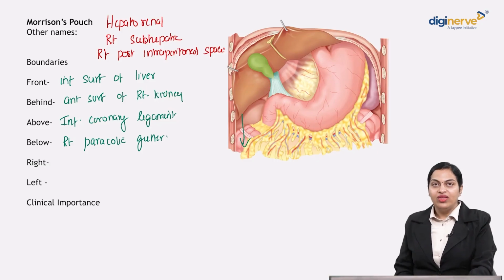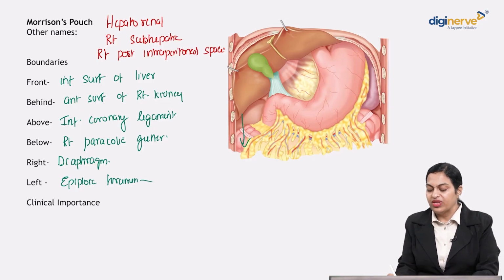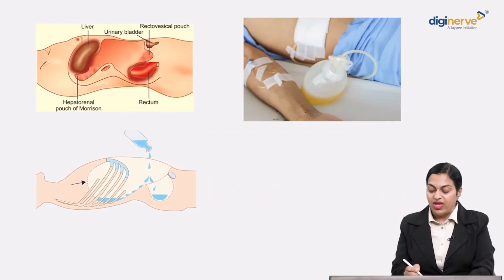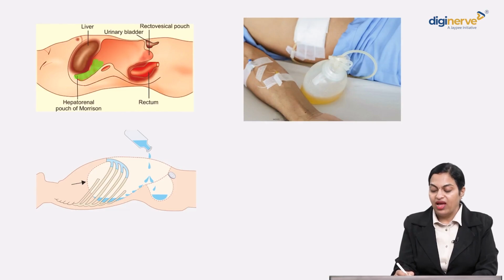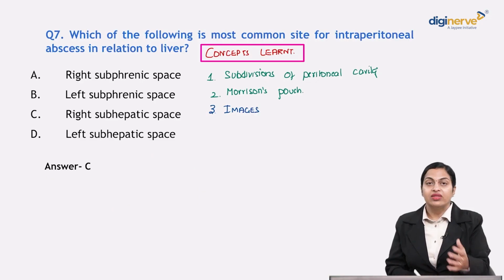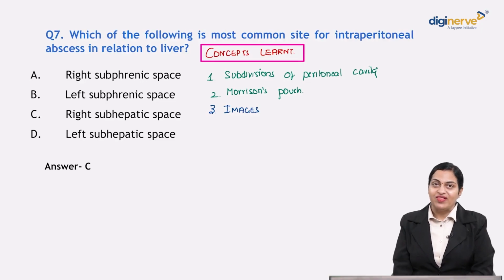On the right side, it is limited by the diaphragm. And on the left, through the epiploic foramen, it communicates with the lesser sac. As I told you, this is the most dependent part of the peritoneal cavity when the patient is in the supine position, and the common site for abscess collection. The other names for this right subhepatic space are the right posterior intraperitoneal space, the hepatorenal space, and the pouch of Morrison.